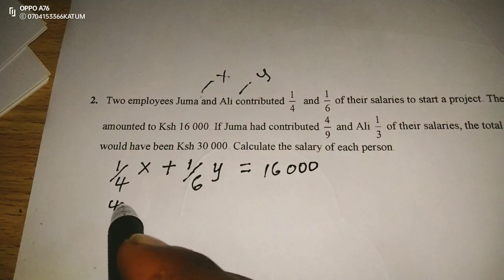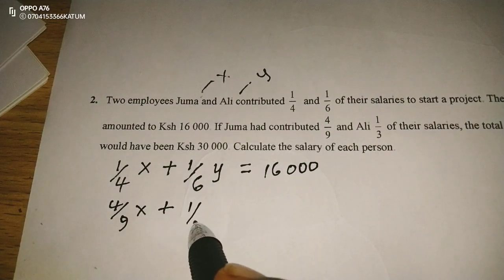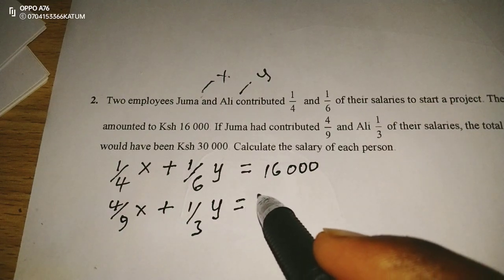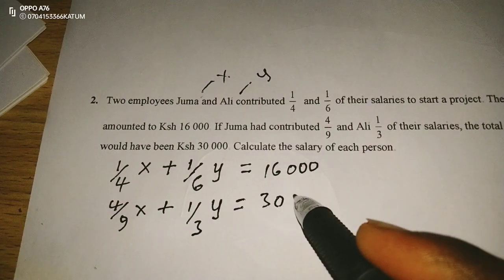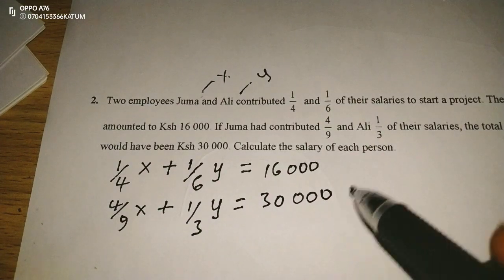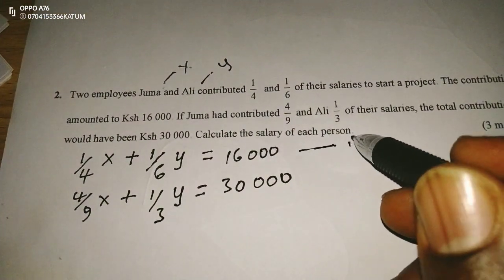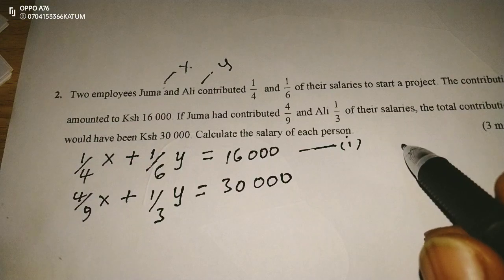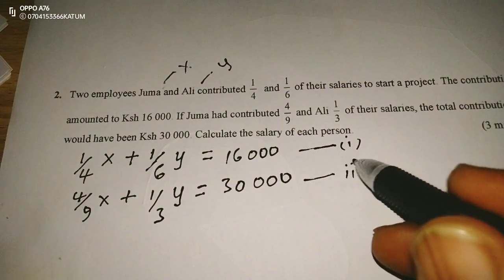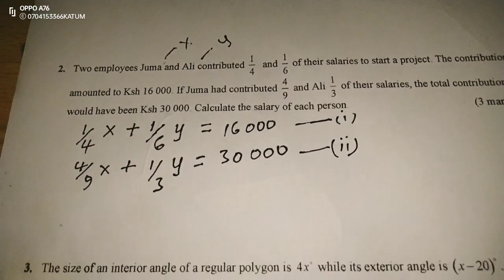Then the next case, if Juma had contributed 4 out of 9, which is of X, and a third for Ali, which is of Y, this would have been 30,000 Kenya shillings. So we are getting a pair of simultaneous equations, and it is what we are supposed to solve simultaneously to get the values of X and Y.